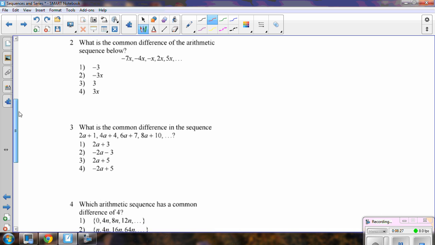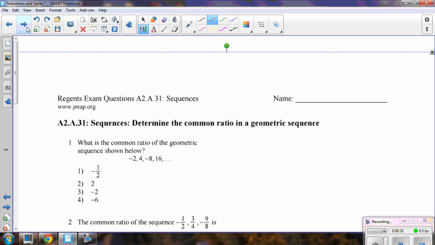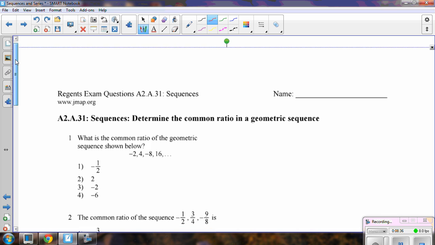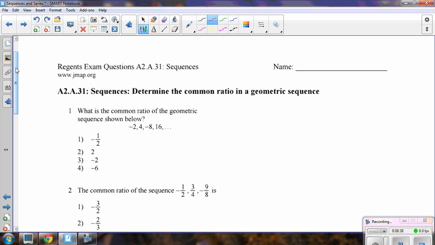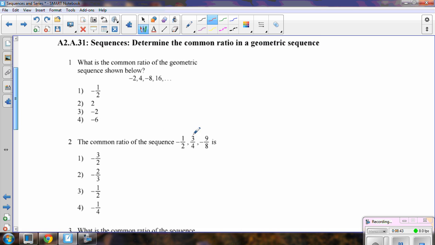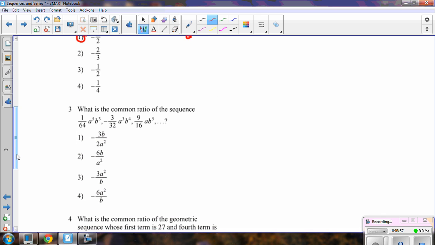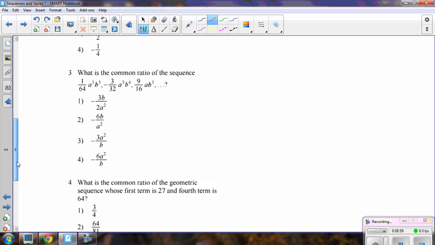And I just want to give you another chance to look in case these questions were not given in the packet. Here's 31. What is the common ratio? So that's the number that you are multiplying by each time. If we look at number 2, for example, the top is being multiplied by -3, and the bottom is being multiplied by 2. So that's going to be -3/2. And you can take a look at these on your own and check your answers.